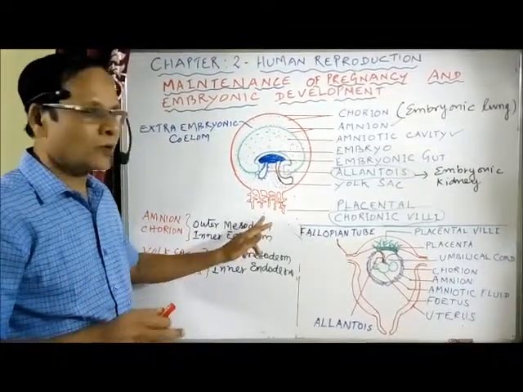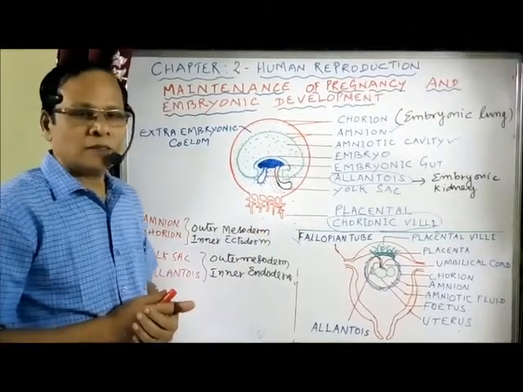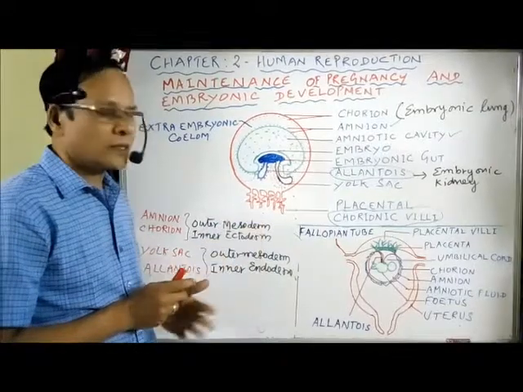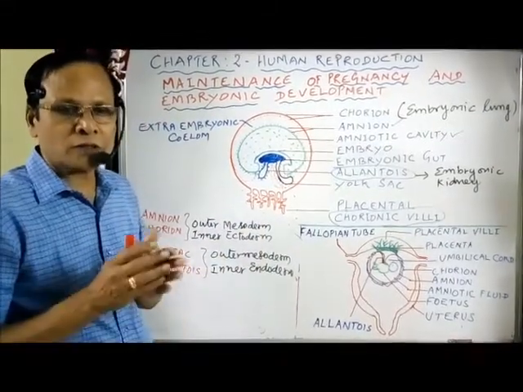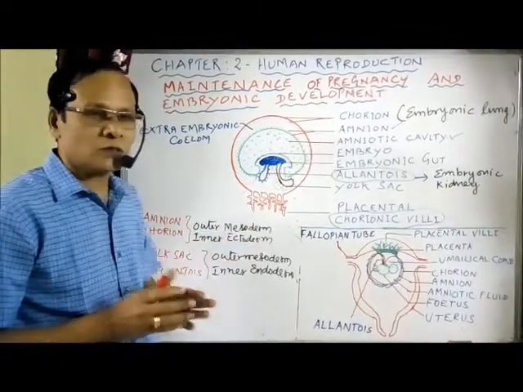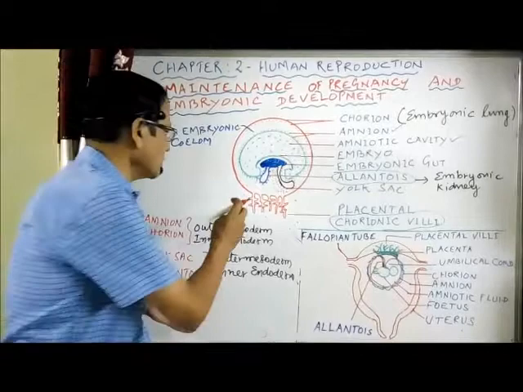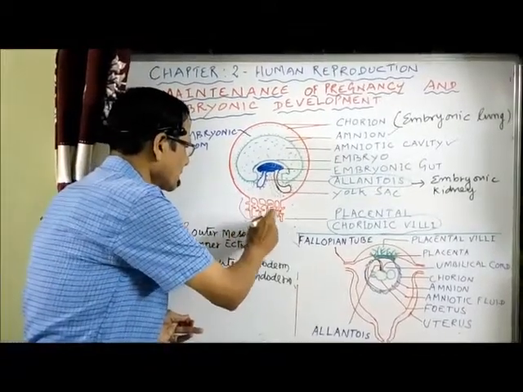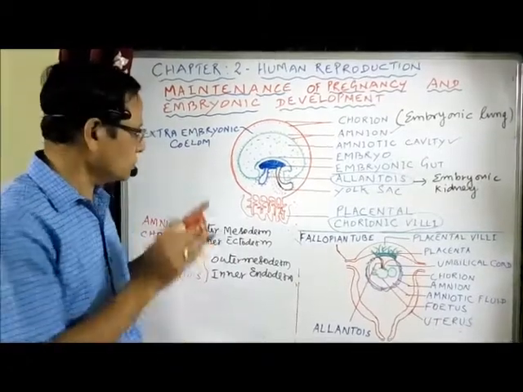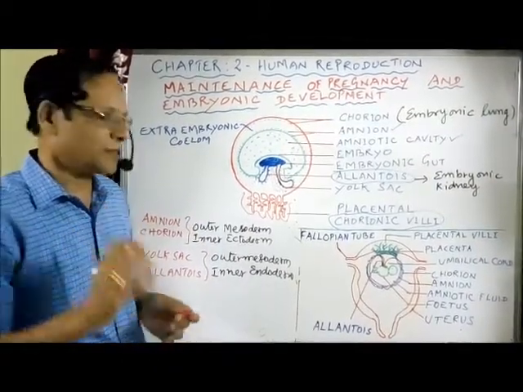So the villi are bathing in maternal blood. Normally the connection between the villi and the uterine wall is together called the placenta. The chorionic villi normally fit into the cavities, called crypts, in the uterine wall. So both together combine to form a disc-shaped placenta.